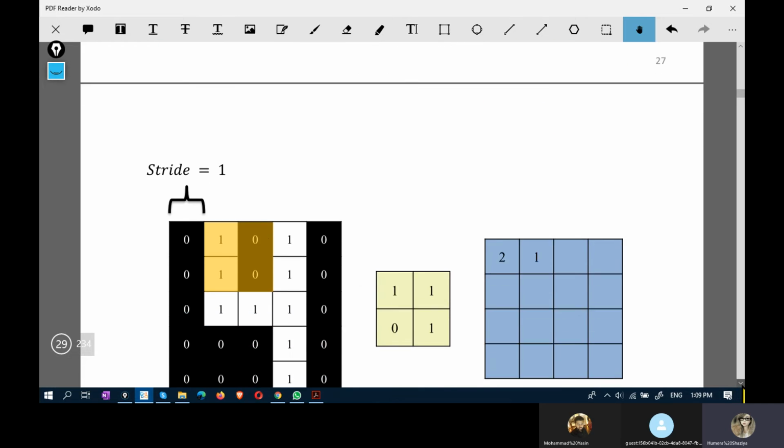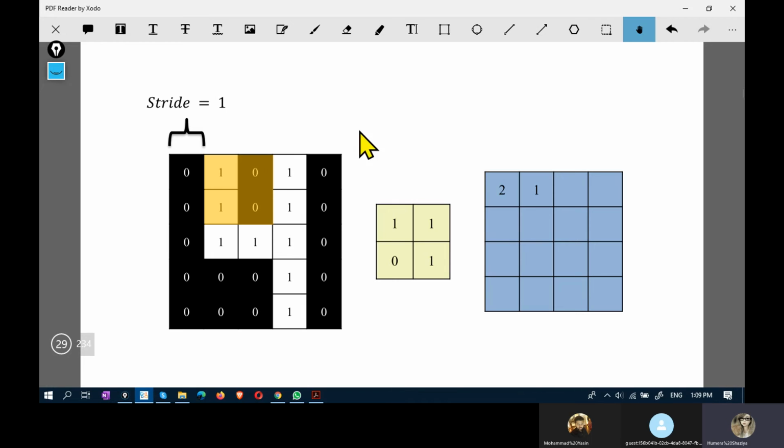Okay, look here. When stride is 1, it takes just one step. It moves from the 0th column to the first column. Initially it was on 0 and 1. Now it is on 1 and 2, meaning a step of 1. If you give a stride value of 2, you will find the filter over 2 and 3, not 0 and 1, because it takes 2 steps, not 1 step.